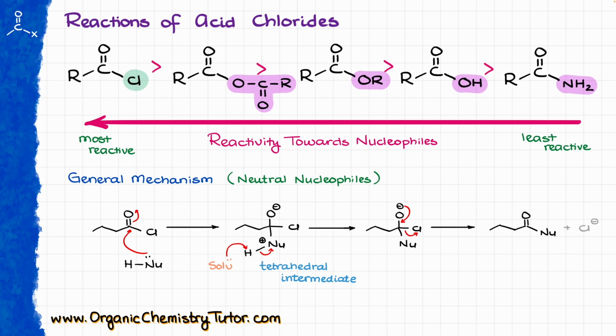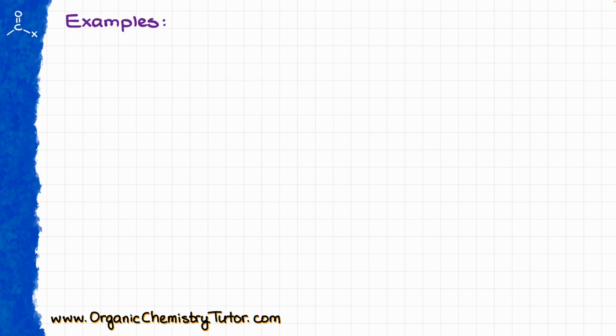So as you can see, the mechanism is extremely similar. The only difference is that we are going to have an extra proton transfer to neutralize our nucleophile after it has attacked our carbonyl and become essentially positive. Now, looking at the general mechanisms is of course cool, but let's look at some more concrete examples. As I've mentioned a moment ago, using different nucleophiles, we can convert our acid chlorides into anhydrides, esters, carboxylic acids, amides, or even alcohols or other compounds. So let's go down our reactivity line and first see how we can convert an acid chloride into an anhydride.